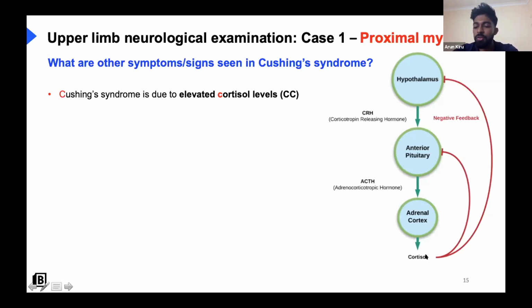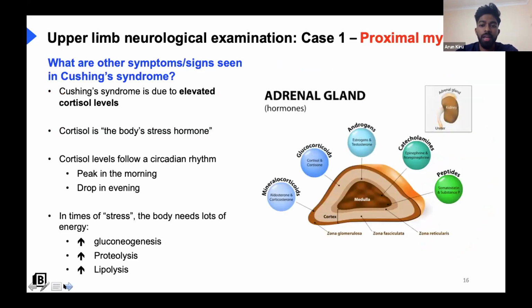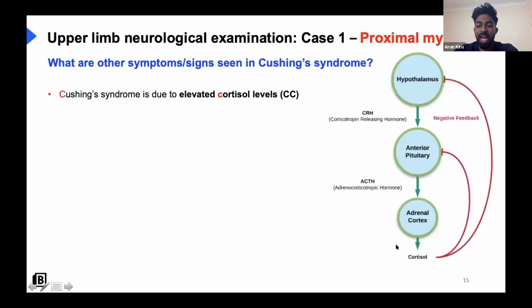But there's lots and lots of possible causes for our cortisol to be raised, which we'll come on to. But what does raised cortisol actually do? Why do we get all of these symptoms, such as our moon face, which we call our increased transverse diameter? Why do we get abdominal striae? Why do we get proximal myopathy?